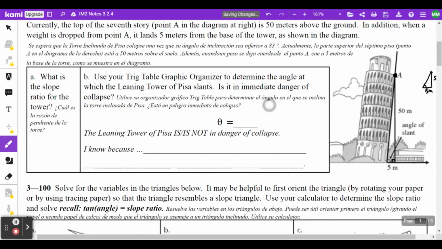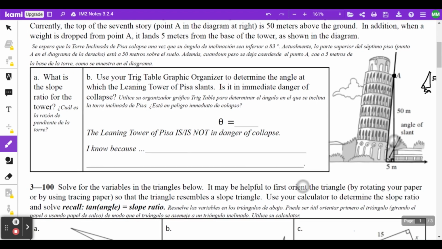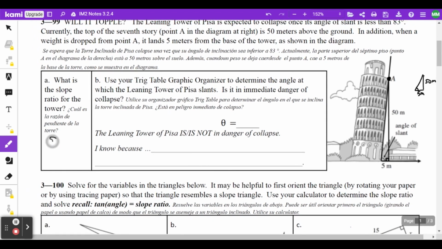And we're going to use our trig table graphic organizer, which I have but not on screen, to determine the angle at which the Leaning Tower of Pisa slants. So using my trig table graphic organizer, I'm going to first identify the slope. So we have a slope of 50 over 5, which is 10. And then on my graphic organizer, I find the slope 10, and the angle that corresponds to that slope is 84. So we have an 84-degree angle.